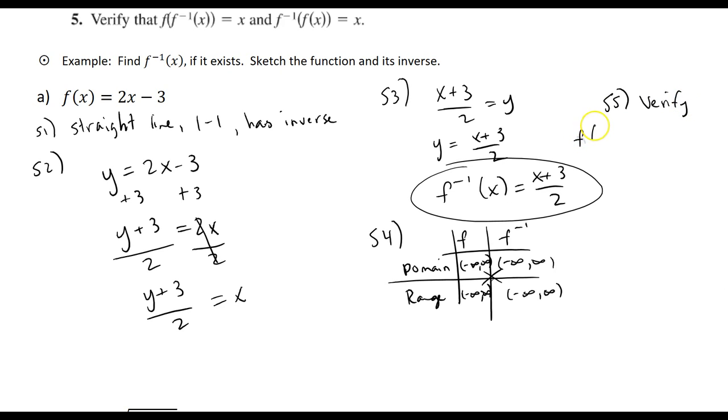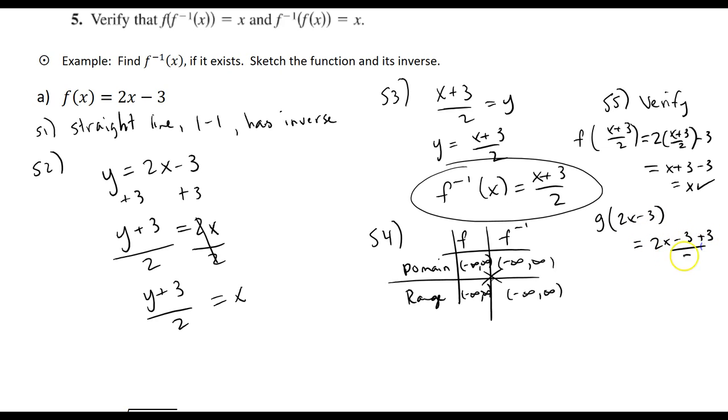So for step 5, if we want to verify, that's pretty straightforward. We would say f of (x plus 3)/2, which would be 2 times (x plus 3)/2 minus 3, which is x plus 3 minus 3, which is x. And g of 2x minus 3 would be (2x minus 3 plus 3)/2, which is 2x over 2, which is x. So that one works out as well.